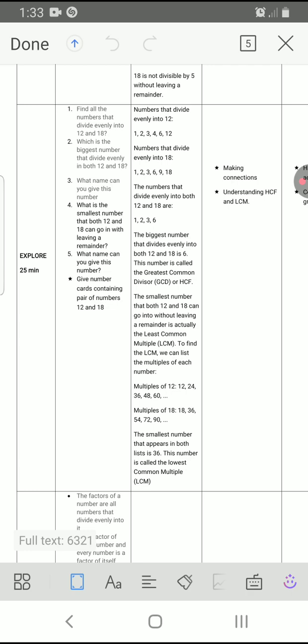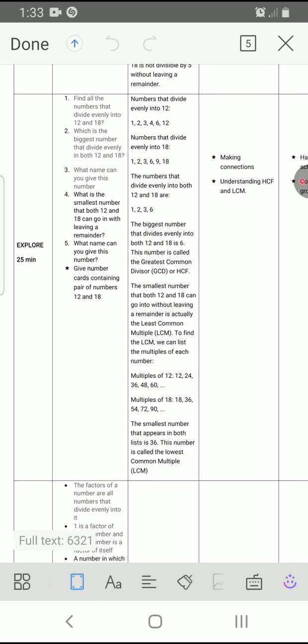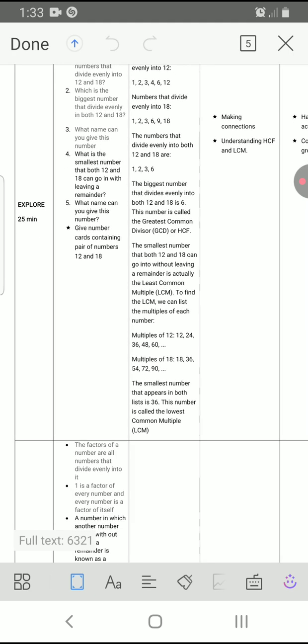Guiding question number 4, what is the smallest number that both 12 and 18 can go into without leaving a remainder? Number 5, what name can we give this number? Additional guidance, give number cards containing the pair of numbers 12 and 18 to learners.